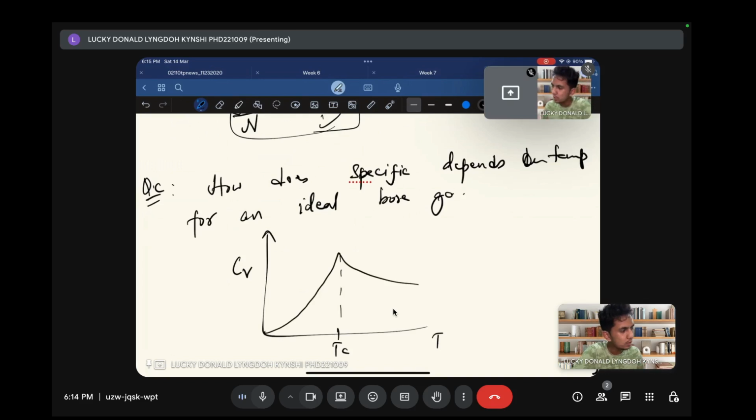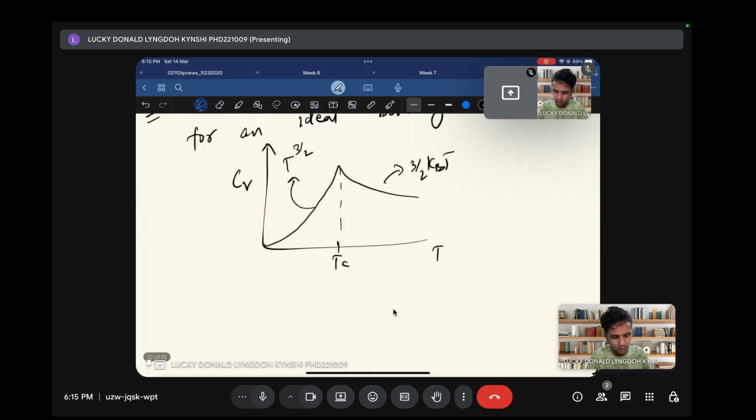So below Tc, you will have something like T to the power 3 divided by 2, purely dominated by the excited state particles, and above Tc, you will have approximately 3 by 2 kBT. Okay, so that is how you specify it.